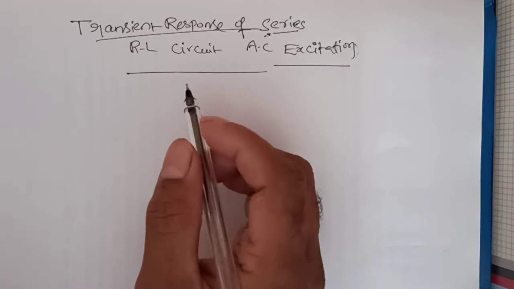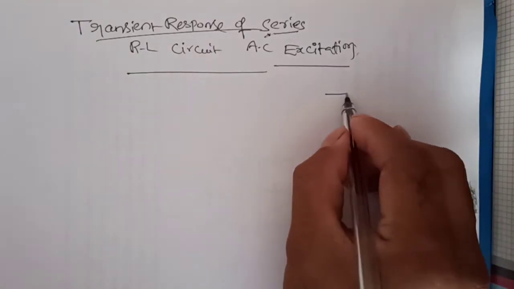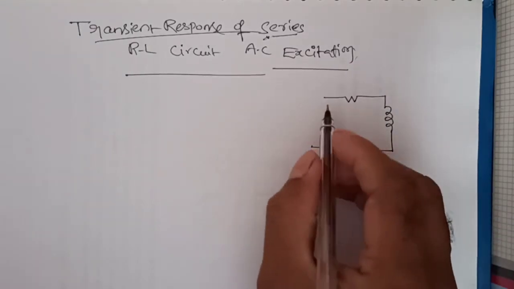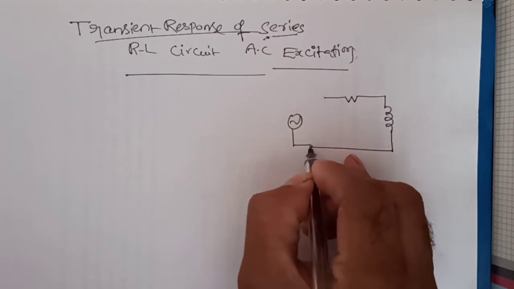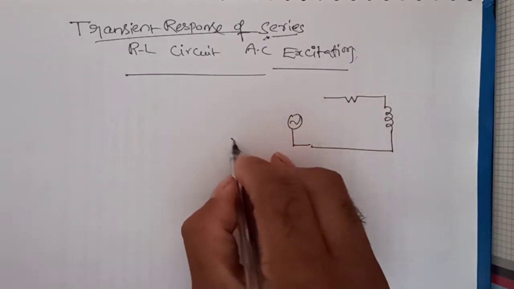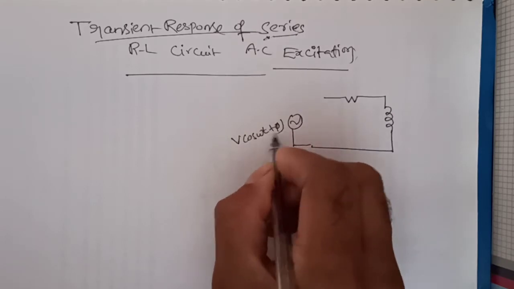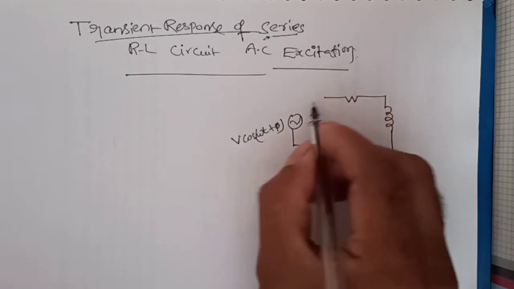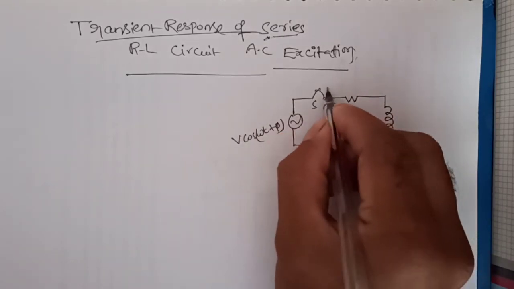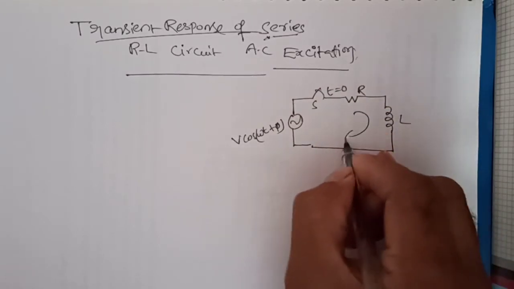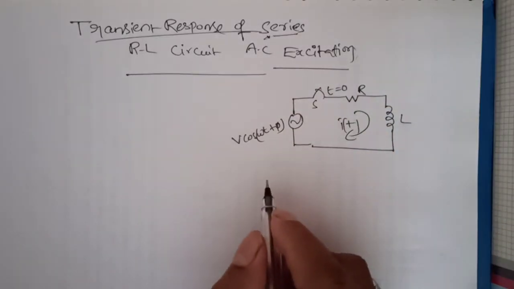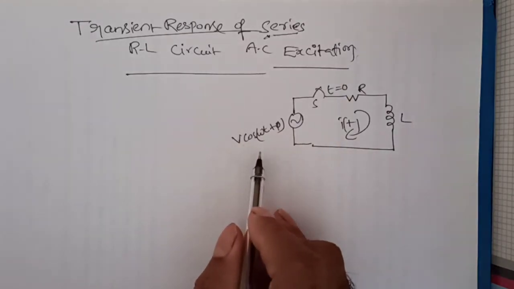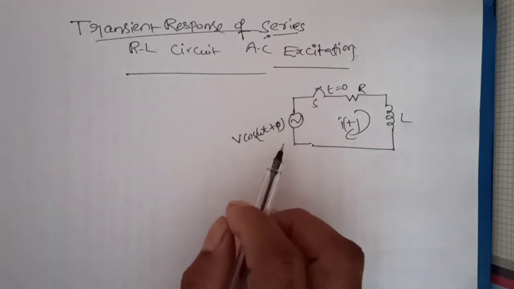Now consider a series RL circuit driven by an AC voltage V cos(omega t plus phi), or we can take V sin(omega t plus phi), no problem. And we are connecting one switch S and it is operating at t equal to 0. Here V is the amplitude of that waveform and phi is the phase angle for the given voltage source.